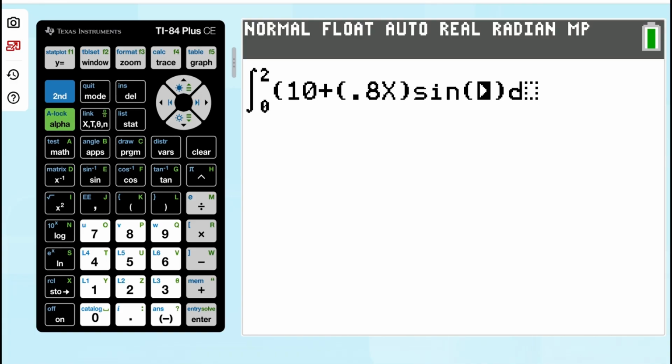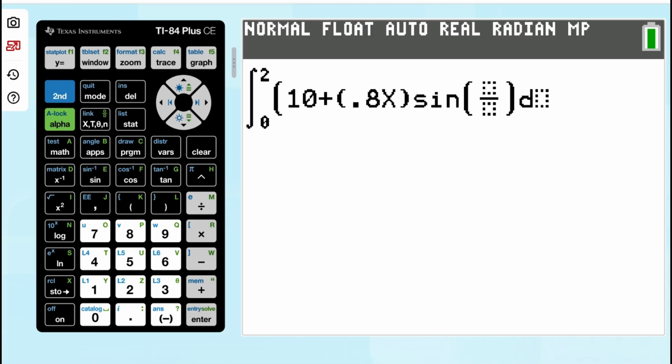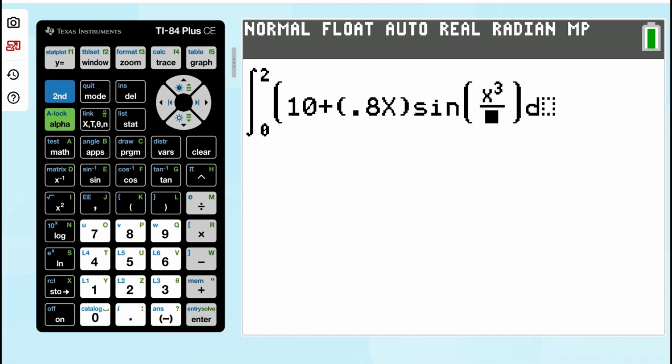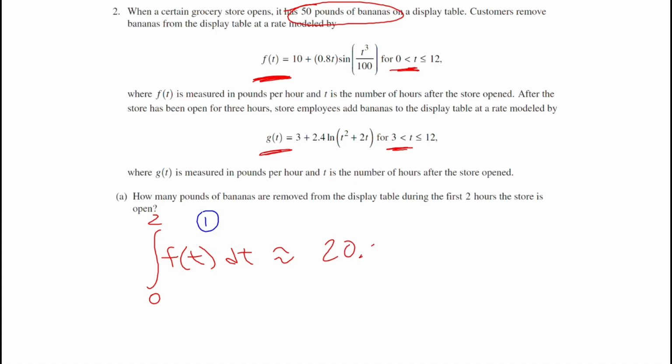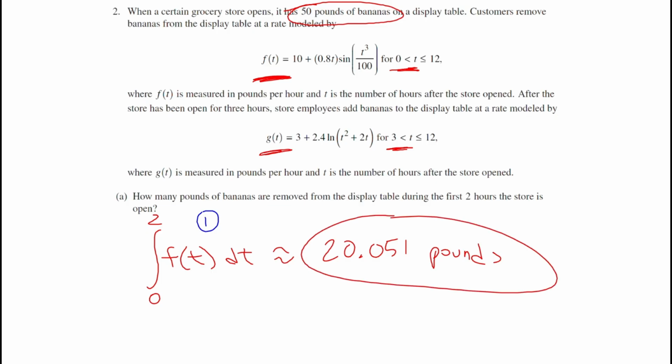And I like to do my fractions hitting alpha and then the x button right next to it to give me like a nice fraction bar. And then we'll do x to the power of 3 divided by 100. And close the sine parentheses and go over here, hit a dx out there. And when we integrate that, looks like we get 20.051. And so we can just go right here. We can say it's about 20.051 pounds. And it doesn't ask for units, so you don't really need the units, but it's always nice to have them. We get 1 point for that answer.